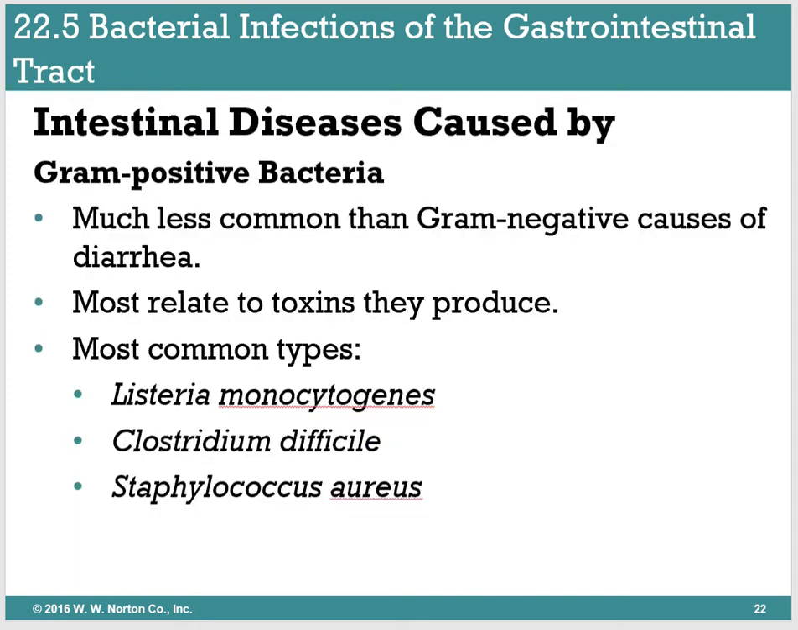Okay, so now let's talk about intestinal diseases that are caused specifically by gram-positive bacteria. If it's caused by a gram-positive, it's less common than gram-negative because all the ones we talked about before are gram-negative. They're most related to toxins that they produce. So the most common gram-positive bacteria that cause intestinal disease are Listeria, Clostridium, and Staphylococcus.